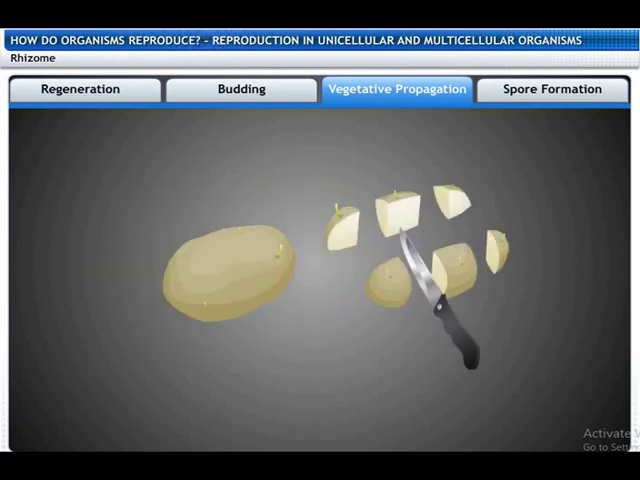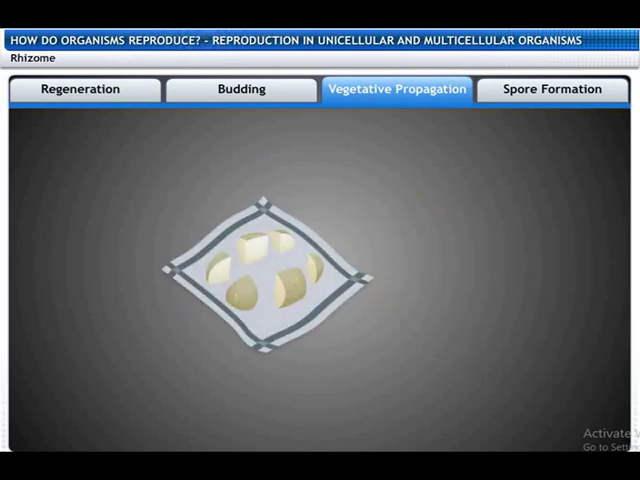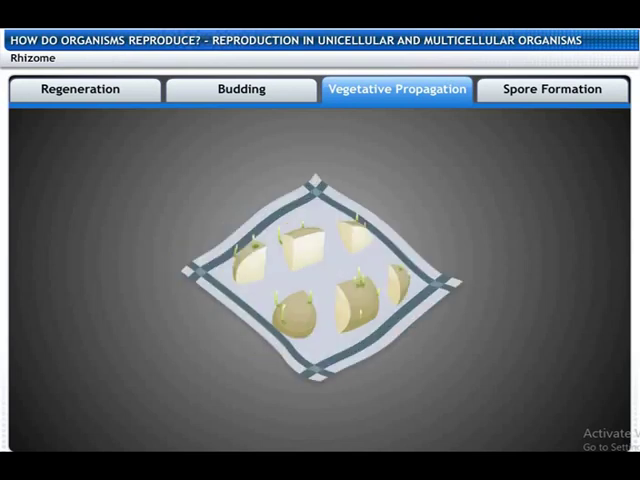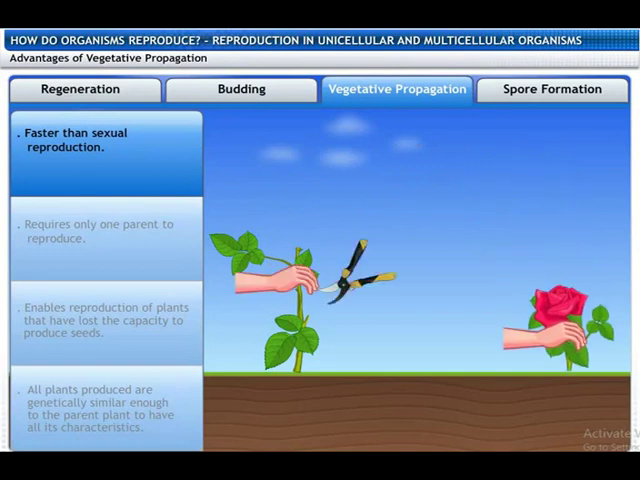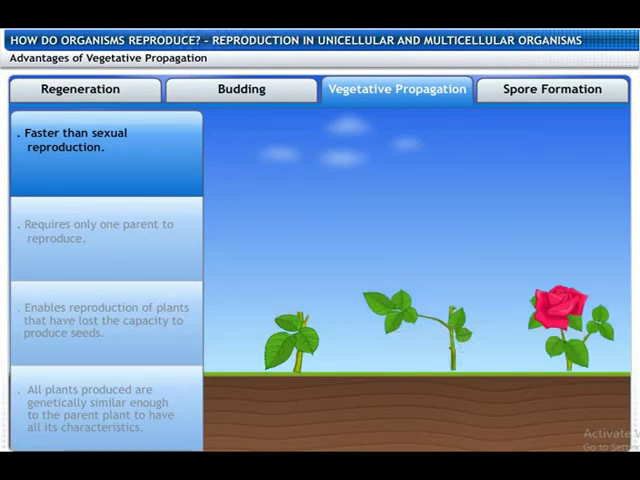If you cut a potato into small pieces, each with a bud or a notch, and place them on a moist cotton piece, each piece could produce a new rhizome in a few days. That's quick. Don't seeds take a long time to produce new plants? They do. Vegetative propagation is generally faster than sexual reproduction. That's one of its advantages.